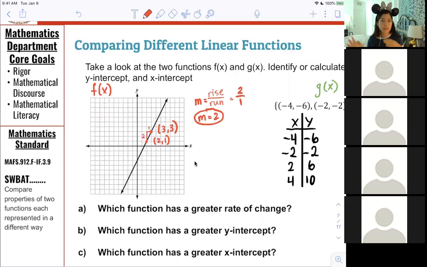Questions on slope? Again, this is all a review today. We're doing a lot of reviewing of how to do all these things because I know it's a lot. So I just want to make sure we get a lot of practice.